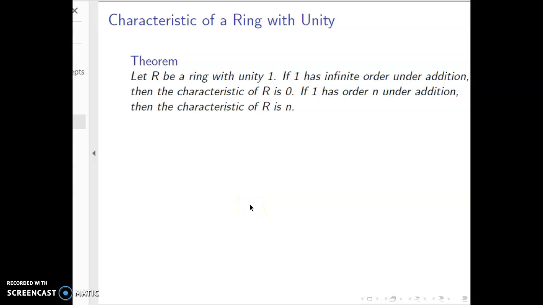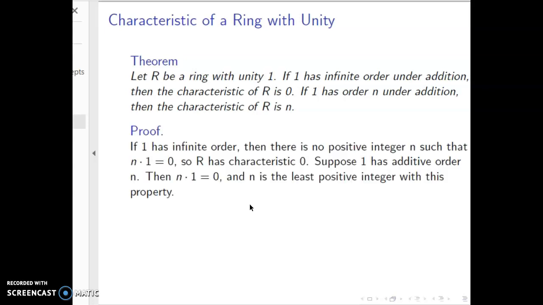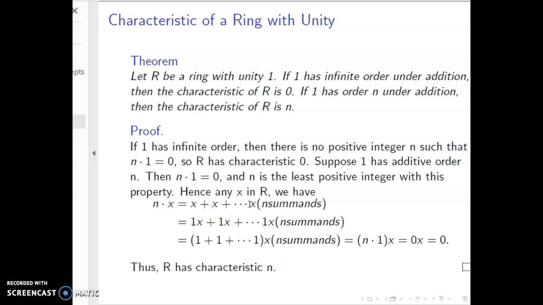The next theorem says that if R is a ring with unity 1 and if 1 has infinite order under addition, then the characteristic of R is 0. If 1 has order n under addition, then the characteristic of R is n. Let me prove that. If 1 has an infinite order, then there is no positive integer n such that n into 1 is equal to 0. So R has characteristic 0. Suppose 1 has additive order n. Then n into 1 is equal to 0 and n is the least positive integer with this property.